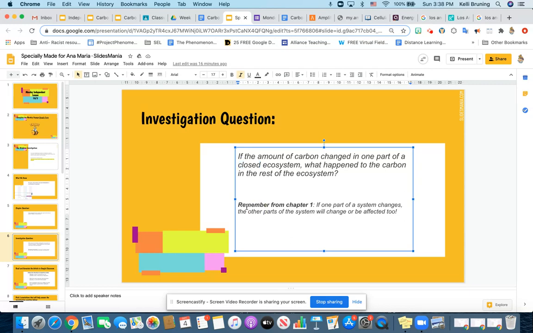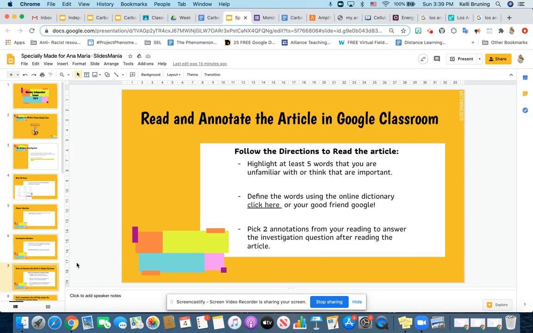So we want to remember this key concept that if one part of our system changes, the other parts of our system will change too. So we know that carbon decreased in part of our closed ecosystem. So we got to figure out, how did this affect the other part of the ecosystem? So you're going to take a look at an article.